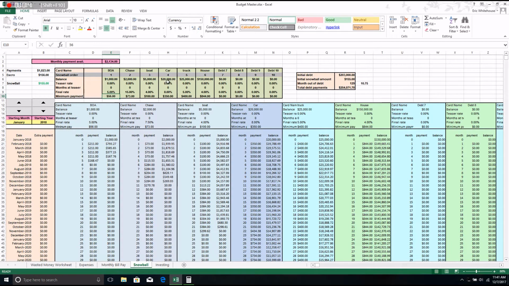Now in this case, I've made up several debts and included the house. Just to give you an idea, we're going to go with 2 credit cards, a boat, a car, a truck, and a house. That's what we have for debts to use as an example. We have a total debt of $203,000 for this example.